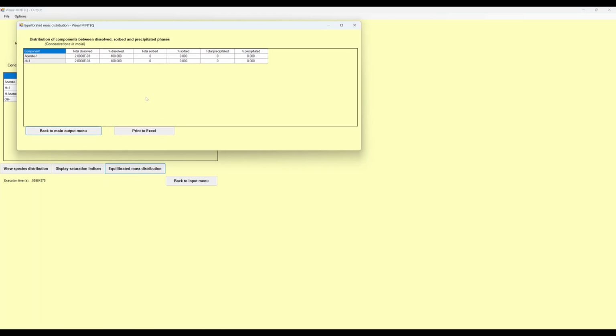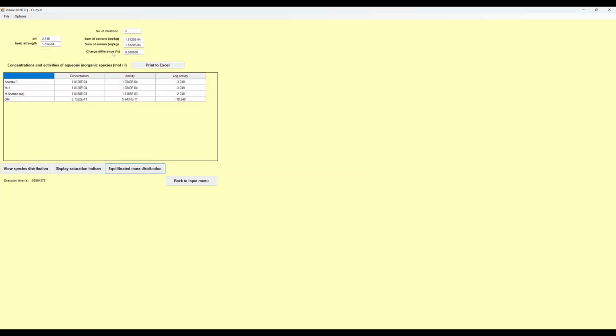The other thing is a mass distribution of the species, the ions that we're dealing with in the solution: the total dissolved, the percentage dissolved, the percentage sorbed, the percentage precipitated. So it's good complementary information for your system. But in this case, because the system is pretty simple and straightforward, this would be all 100% dissolved rather than, let's say, precipitated. So that's all about example one.